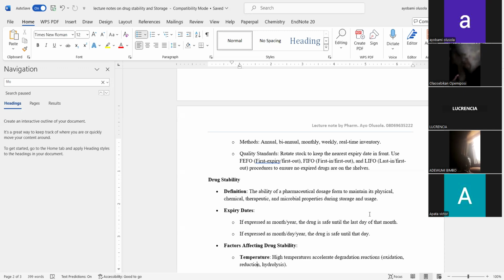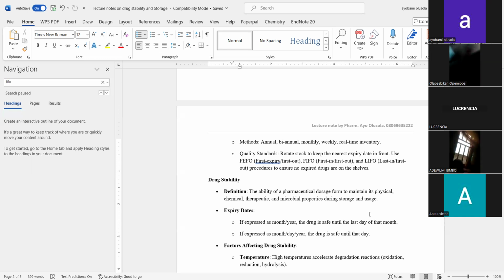So if a drug has June 2024, it is assumed that the drug is no longer safe for use after the last day of June. That's the assumption. Shelf life is the period of time between the manufacturing date and the expiry date. So if the drug was manufactured January 2024 and is going to expire June 2024, that means that drug has a shelf life of 6 months.